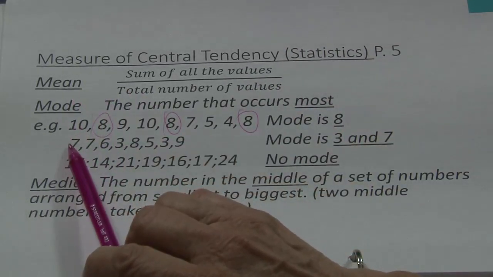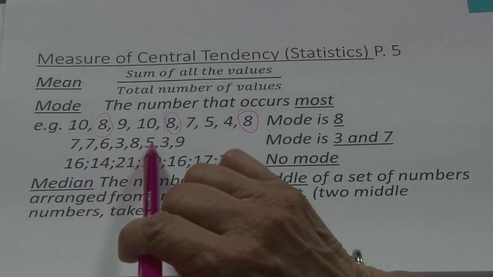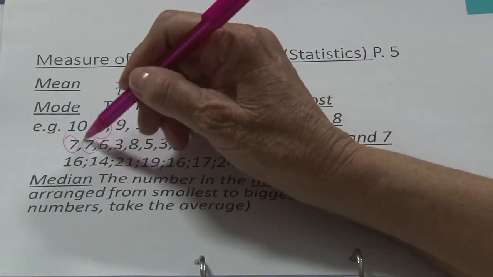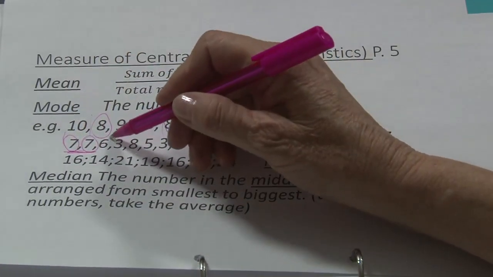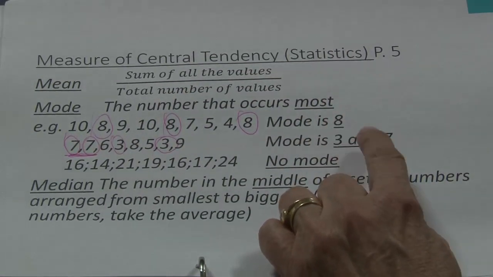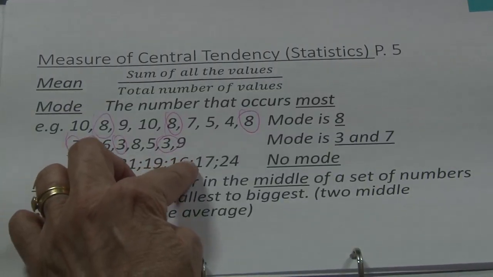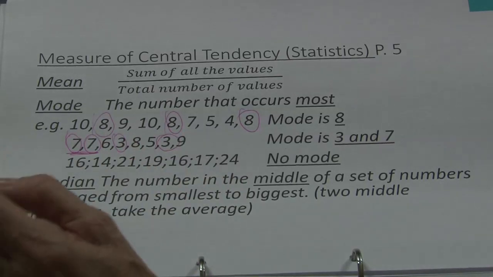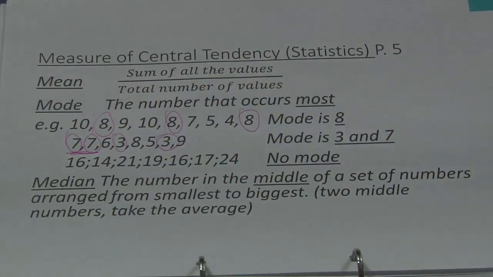If you have numbers like 7, 7, 6, 3, 8, 5, 3, 9, the 7 appears twice, as does the number 3. So there are 2. So the mode is 3 as well as 7. And when there is only one of each number, like in the example 16, 14, 21, 19, 16, 17, 24, there is no mode. Also when every number appears twice, there will be no mode.